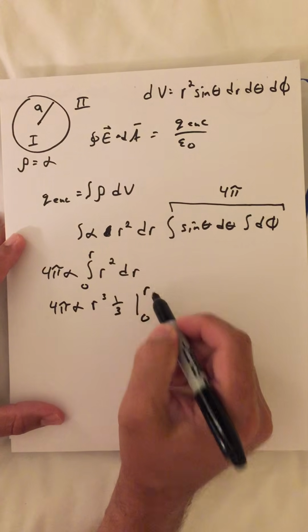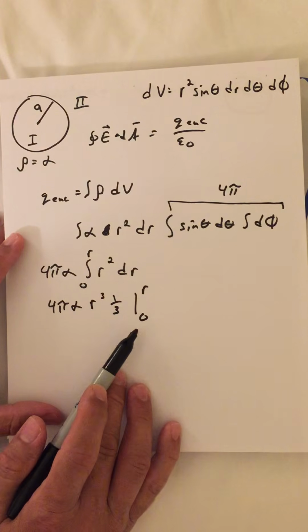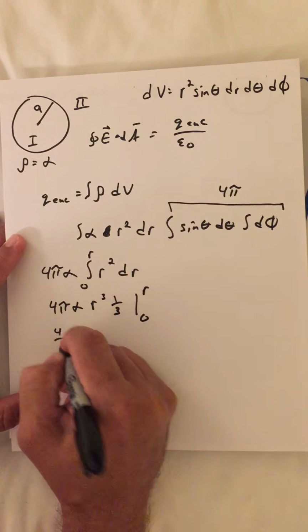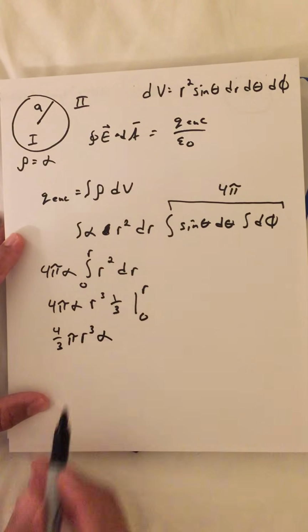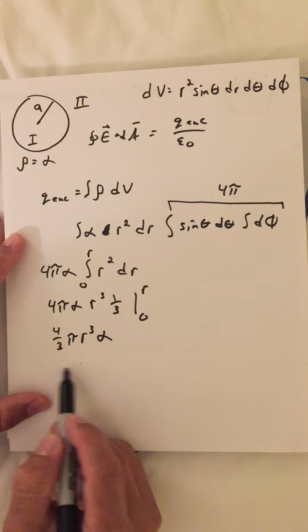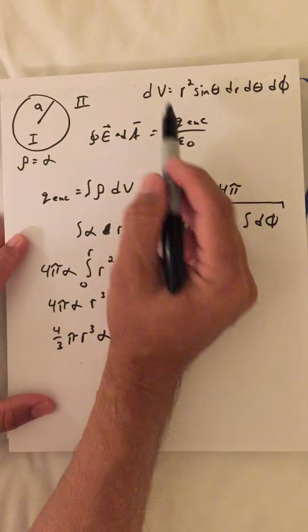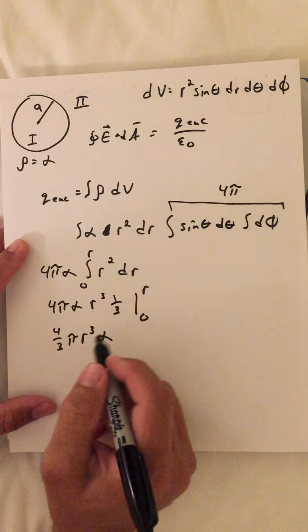I probably should have put an r prime here to differentiate this r and this r, but I think you see what's going on. Going to be 0 at the lower limit. At the top, I get 4/3 pi r cubed alpha. You might recognize this as the volume of a sphere. That is actually where that formula comes from. It's the evaluation of this differential over appropriate limits.